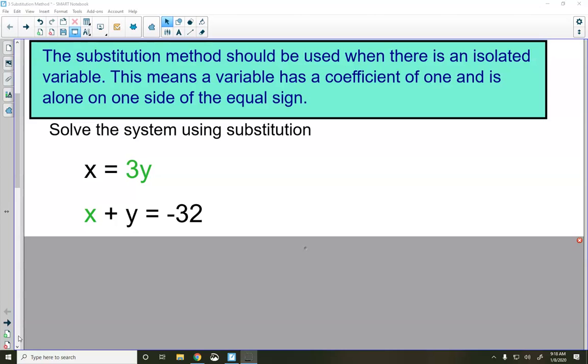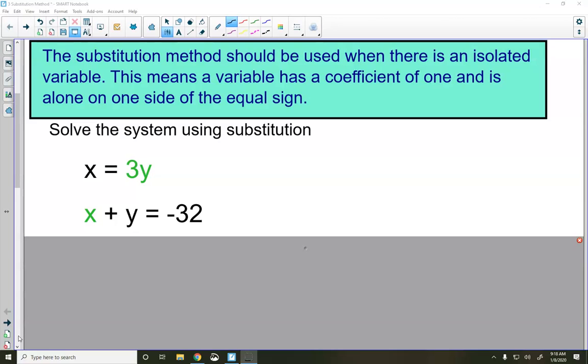I look at my two equations. I have x equals 3y, and I have x plus 3y equals negative 32. If I look at the bottom equation, I do not have an isolated variable. Yes, x and y have coefficients of 1, but neither one of them is alone.